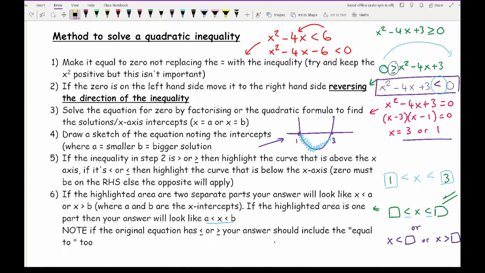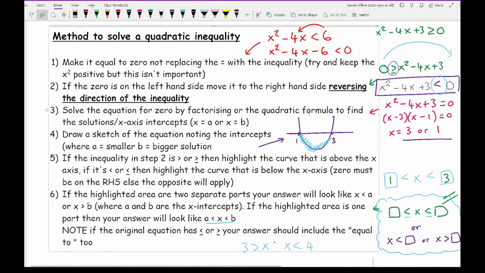Nor will your answers ever look like something where x is pointing in those directions, let's say 4 and 3 and x like that. Again, it's unlikely. So your answer will only look like one of these two things, and that all depends on how many bits are marked in the question in terms of the diagram. How many parts of the curve have you shaded? And if this is making absolutely no sense, hopefully when we go through some examples now, it will.